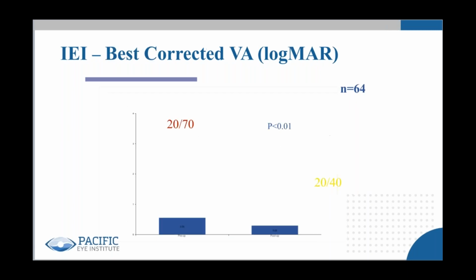So how about best corrected? Best corrected is when we actually give them their best prescription. So before the surgery, the average best corrected vision in these eyes was 20/70. In other words, even with their best pair of glasses, their eye was not legal for driving. It was unacceptable to the DMV. After the surgery, 20/40, legal driving vision in these eyes. So on average, these patients developed 3 lines of visual acuity improvement, taking them from not being able to drive their car to being able to drive their car. Once again, a significant improvement once the Intacs lens was placed in their eye.